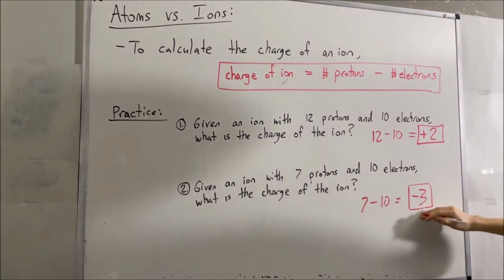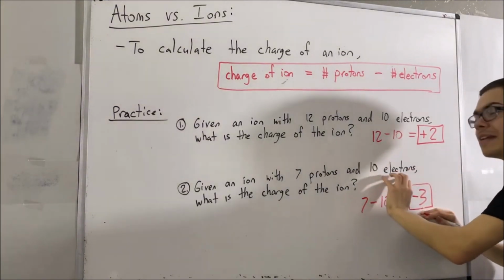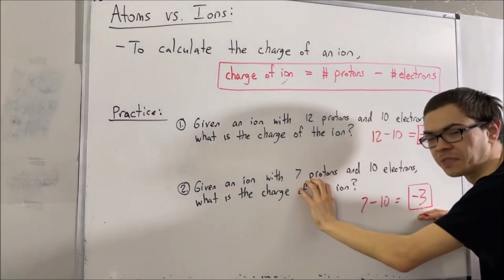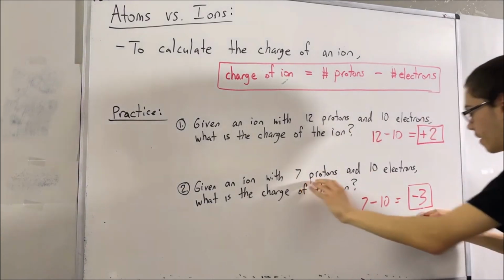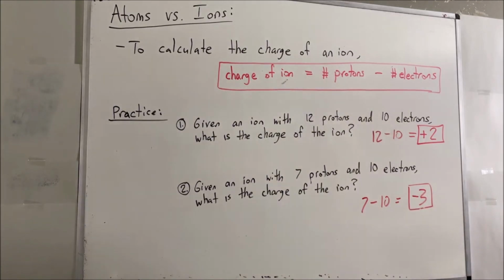Another way of looking at this is it says we have 3 more negative charges than we have positive charges, right? That's how you could interpret this. And that's pretty much the idea of how you can calculate the charge of an ion.